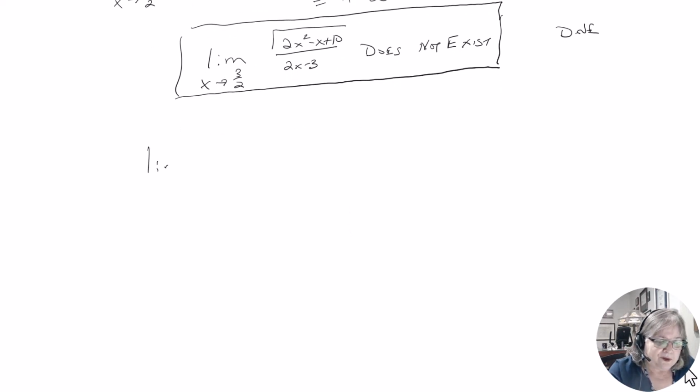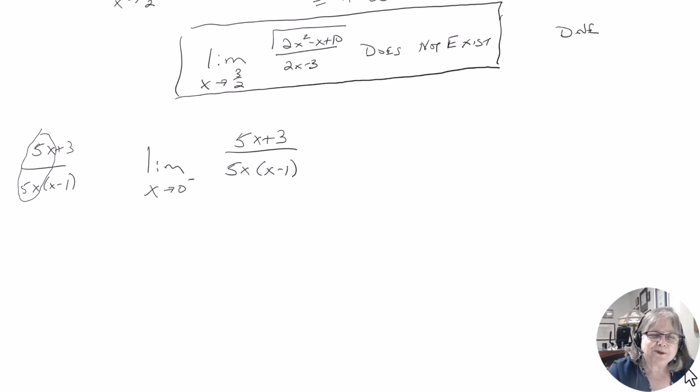So you can also ask for a one-sided limit. Now, I have to ask you, if you have 5x plus 3 over 5x times x minus 1, do these two 5x's cancel? And I really hope you're shaking your head no, because the answer is no. Because this 5x is not a factor of the 3. This 5x is a factor multiplying the x minus 1, but this 5x is not a factor. You cannot chop it off.